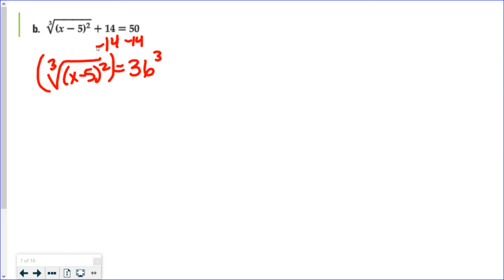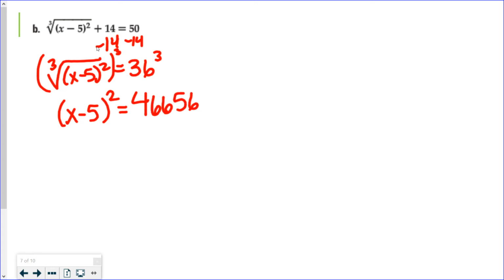I don't know what 36 cubed is. You guys told me in class, but I forgot already. Go grab my calculator. I guess I could have gone back to Desmos. Here we go. So over here, the cube cancels out the cube root, and I just have what's inside that house, which is x minus 5 squared. On the other side, I got 36 to the third power, which is 46656.